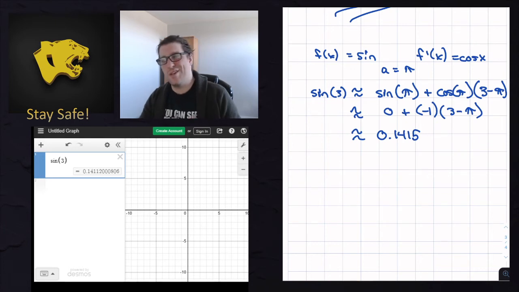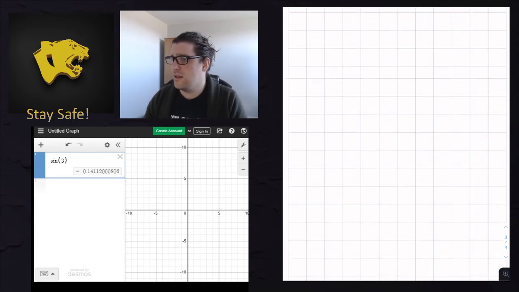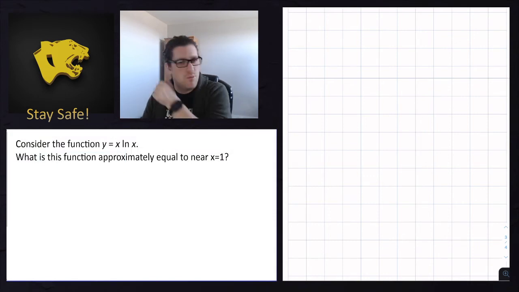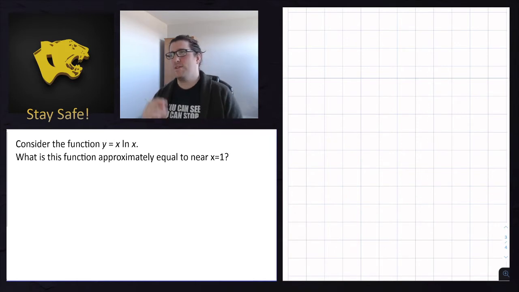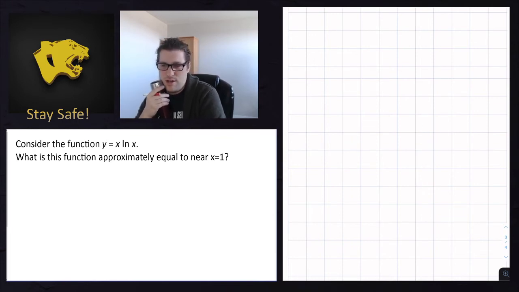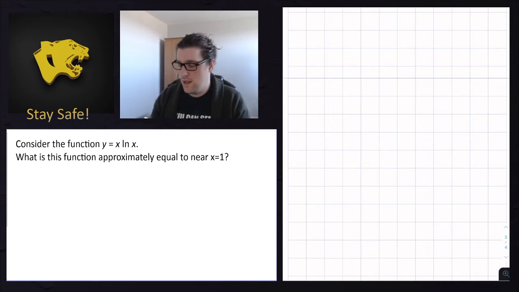All right, so we don't have to do it with just trig functions. It could be whatever. So this one is x ln x. Consider the function y is equal to x ln x. What is this function approximately equal to near x is equal to 1? The way it's worded is a little bit weird. There's no particular value we're interested in. Instead, we're interested in coming up with a linearization function.